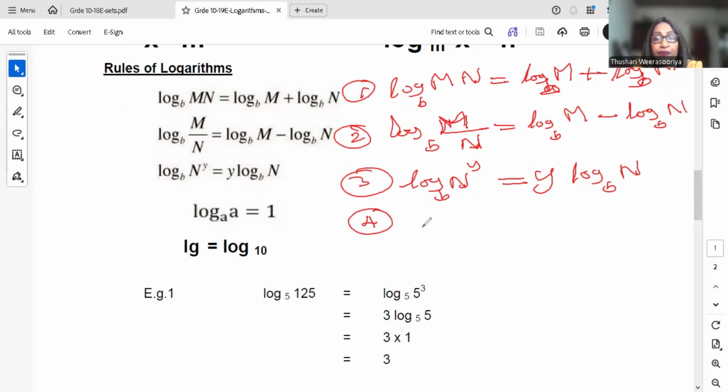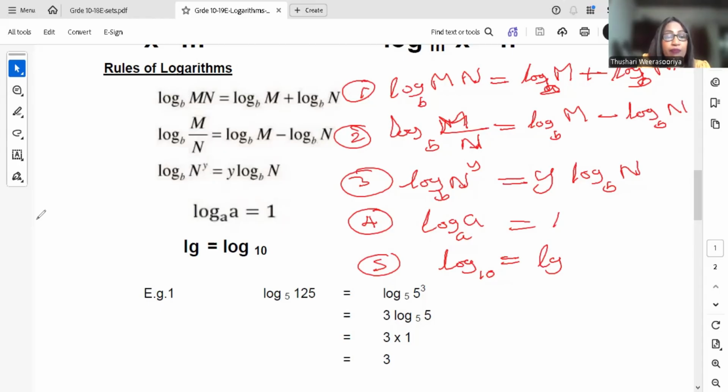Fourth rule is logarithm of a to the base a. If these two are equal, the value is 1. Fifth rule, log 10. If the base is 10, we don't need to write base 10. We can write lg. When you see lg, you don't need to write the base. That is base 10, a standard form. If you write log, we have to write the base 10. lg means base 10. I assume you can understand the rules of logarithm.